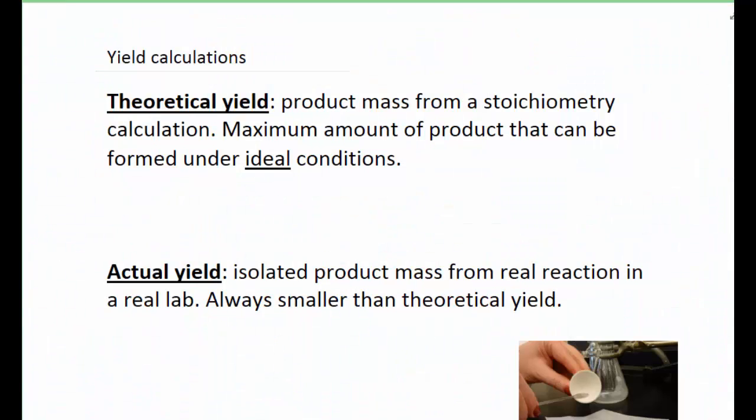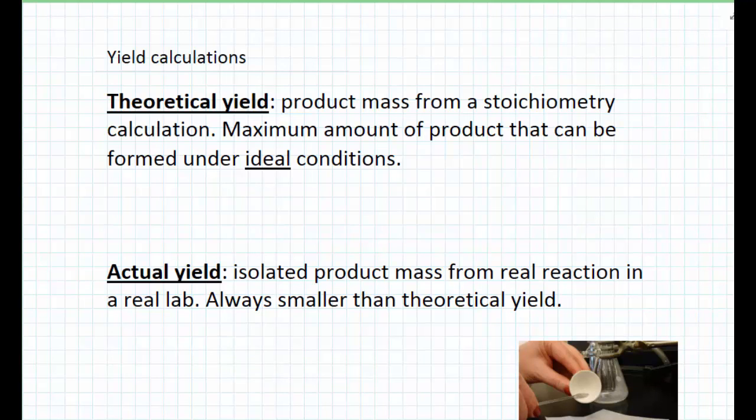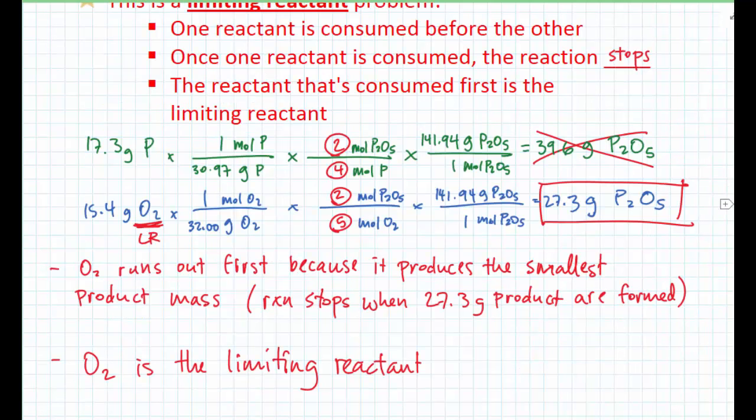One more quick thing that I'll show you that's very closely related are just a couple of additional terms to be aware of. Theoretical yield is a product mass from a stoichiometry calculation. So going right back to our last page, this product mass that we made here, that is our theoretical yield. So let's write that right there.